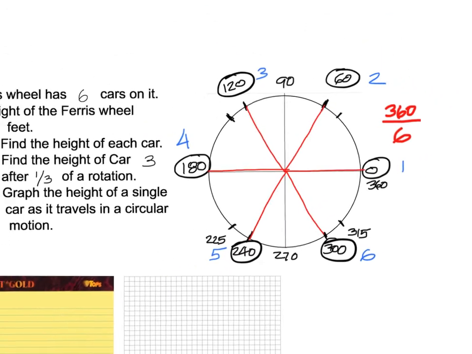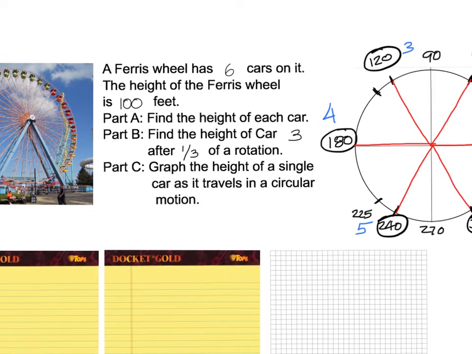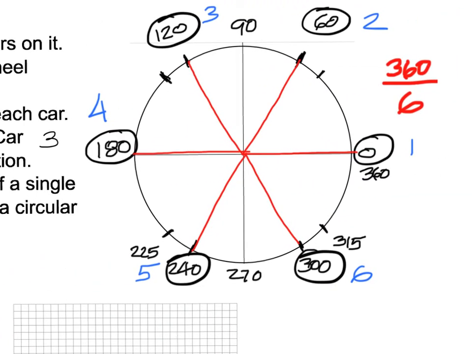Now back to the problem. It says, after it has 6 cars on it, the height of the Ferris wheel is 100 feet. Okay, so here's what we mean by 100 feet.